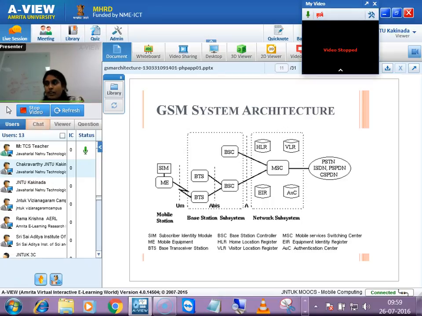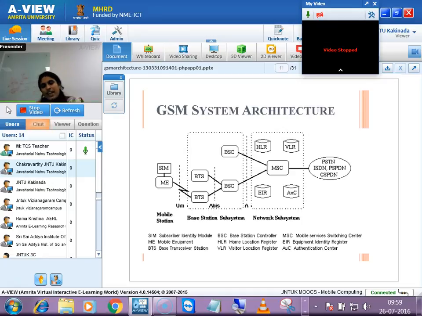So your profile will definitely be in one of the HLRs in India. Only one HLR will have your profile. Whenever you go to some other state, you will be added under VLR. VLR is nothing but visitor. Since you are a visitor to some other location, you will be added into the visitor location register. This is nothing but a database which stores all your data, whether he is an authenticated user. Authentication center will take care of authentication. This is only for storing your profiles.